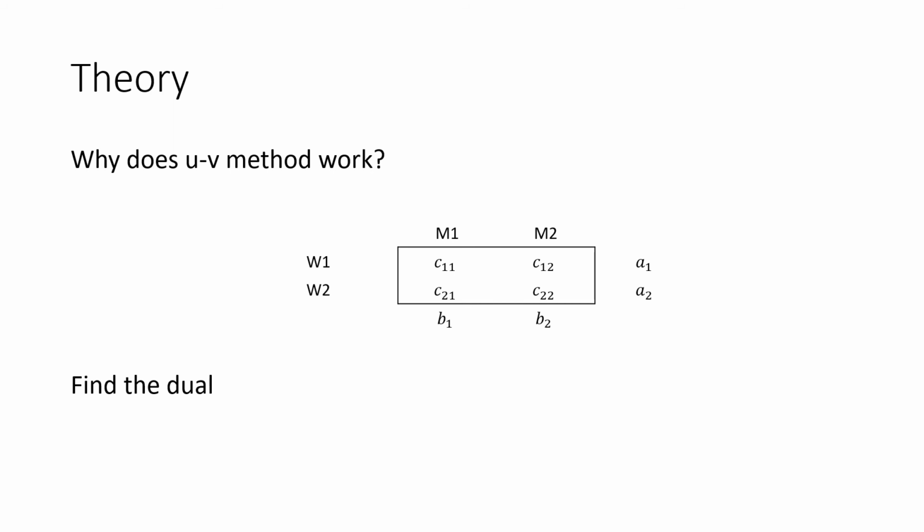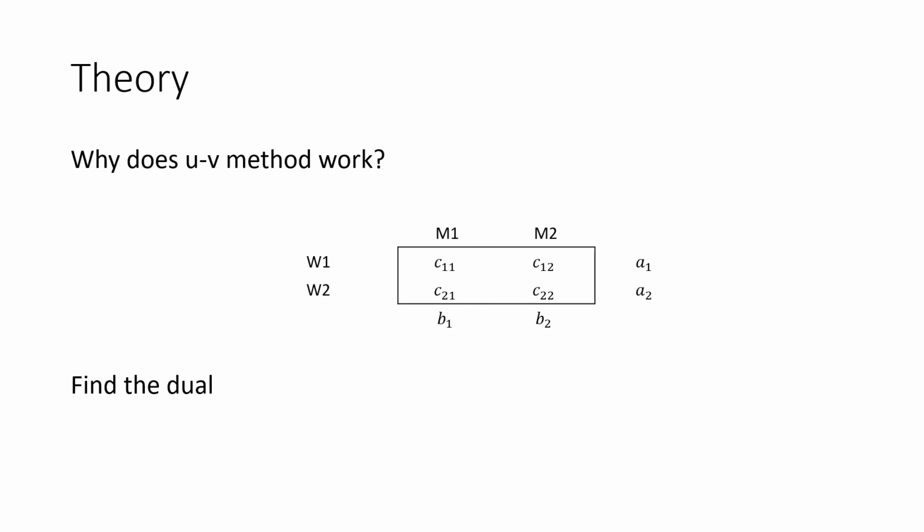So, theory, a little bit more theory. Why does this UV method work? What we saw just a minute ago was kind of what happens in the pivot. Why is the pivot working? And how is it similar to the linear programming pivot? That's what we just saw. Now we're going to look at why this UV method is working?